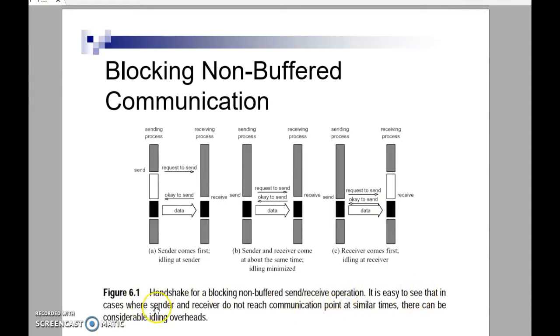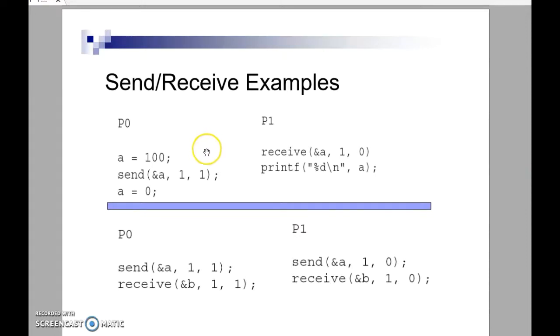It's easy to see that in cases where sender and receiver do not reach communication point at similar times, there can be considerable idling overhead. So kalau dia memang dapat at same time, yang dapat jadi B lah. Kalau tidak akan jadi idle dekat sender ataupun idle dekat receiver. Kenapa jadi idle? Sebab kena tunggu orang tu free baru boleh entertain. Kalau yang ni kena tunggu receiver ni free baru dia boleh hantar. Yang ni pula kena tunggu sender tu free baru boleh hantar. Baru boleh receive data yang dia nak. Okay, so ini example P0, P1. Okay. So A, yang contoh tadi ni.